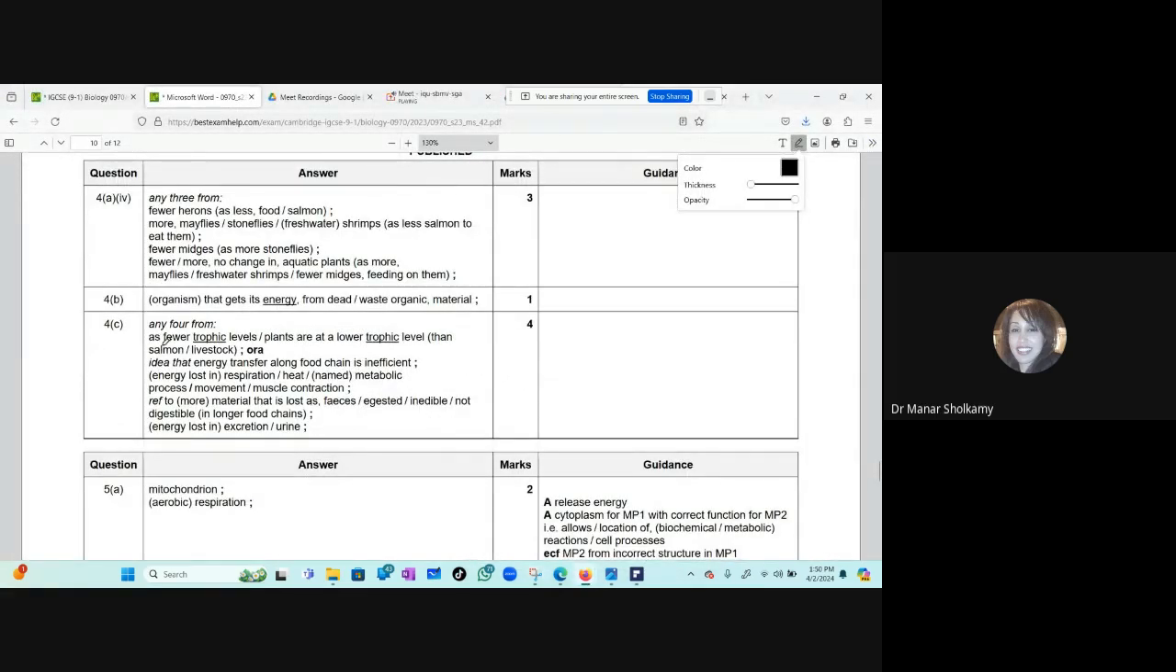It has fewer trophic levels. They are at a lower trophic level. Plants are at a lower trophic level. Energy transfer along the food chain is inefficient. We said that energy is lost in respiration, heat, metabolic processes, and so on. More material is lost in feces, in excretion. Okay, so you give examples of how energy is lost.